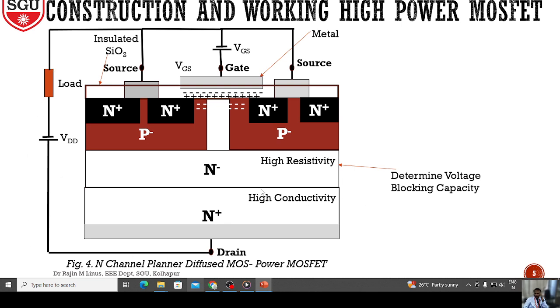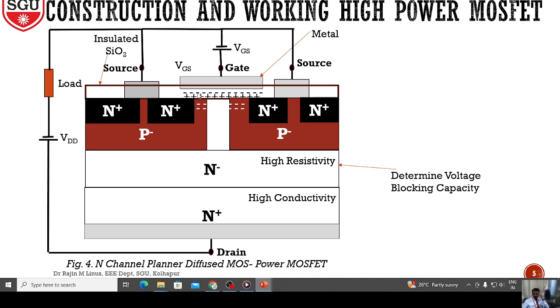Now this N negative layer has high resistivity, and the N positive layer has high conductivity. This high resistivity layer helps to determine the voltage blocking capacity of the power MOSFET.